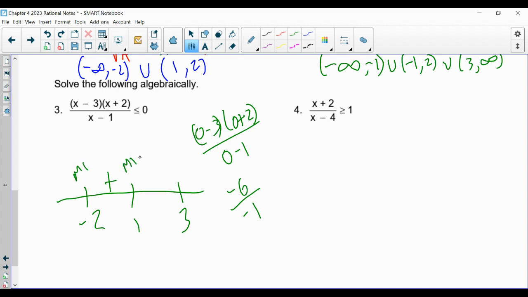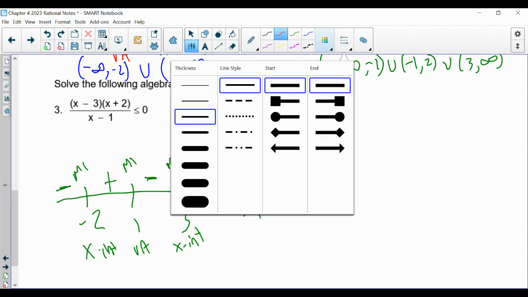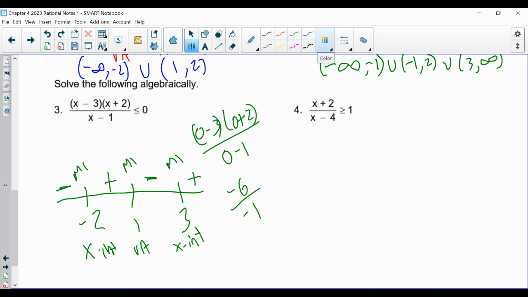These are all multiplicities of 1. Again, I should have labeled these to begin with. This is an x-intercept. This is a vertical. This is an x-intercept. Okay. And so now multiplicity of 1 means I'm switching every time. So if this is positive, to the left of it is negative. Positive, to the right of it is negative. This is negative, so to the right is positive. You just keep switching.